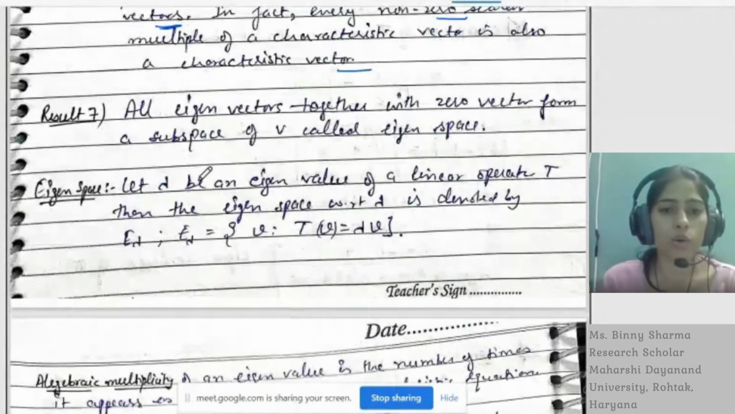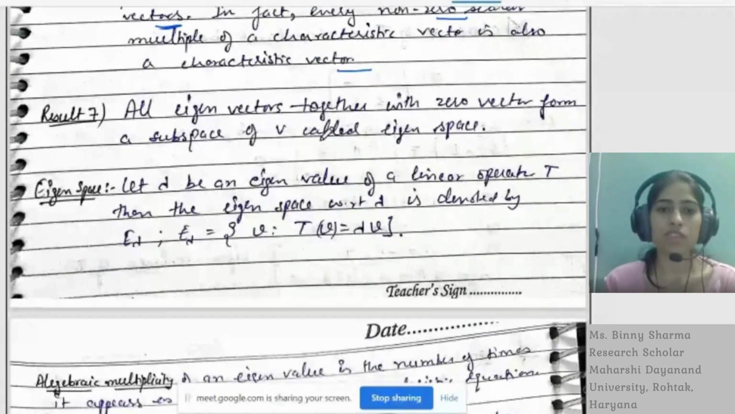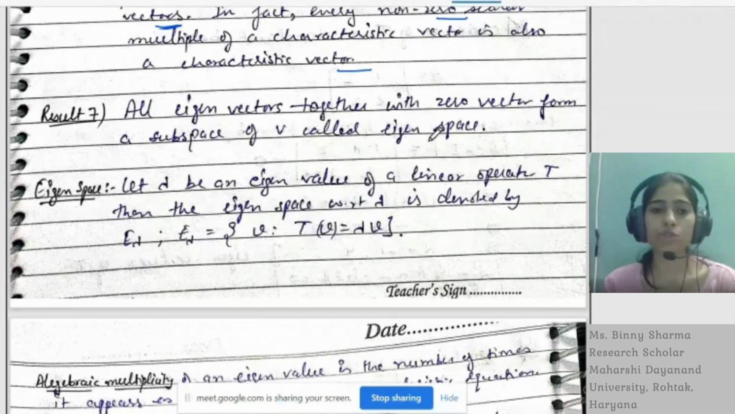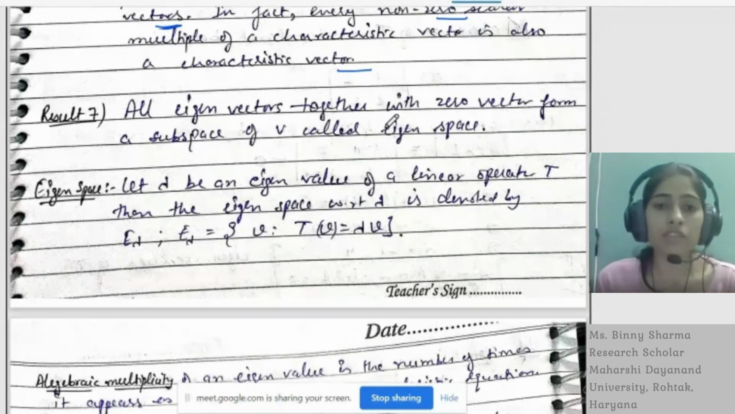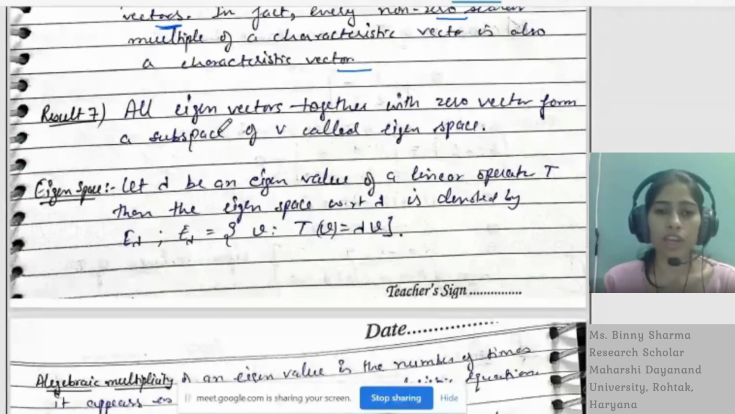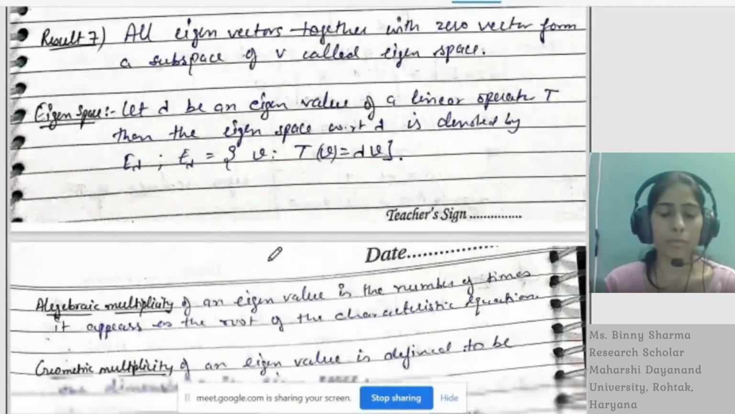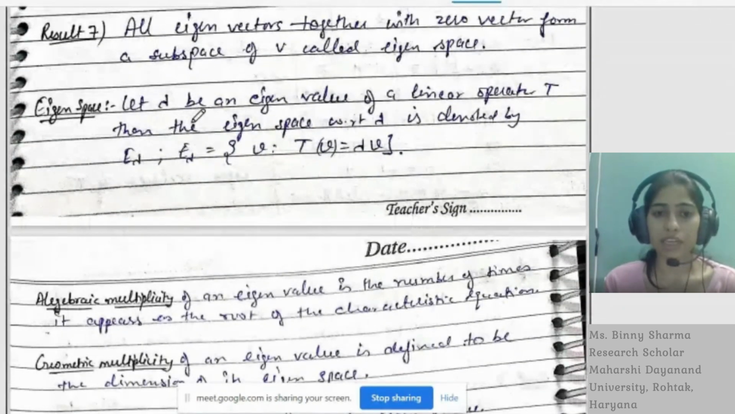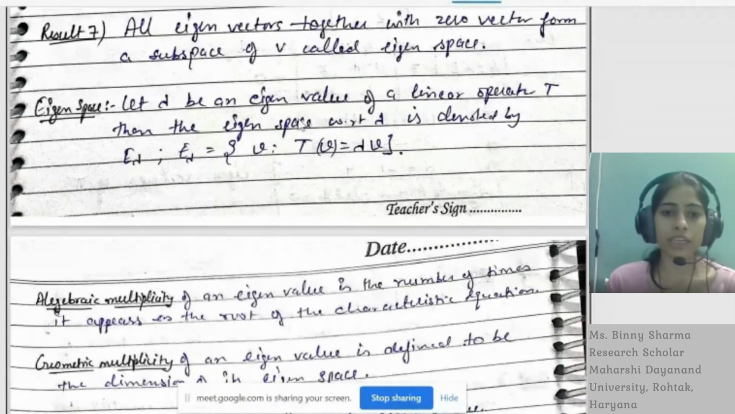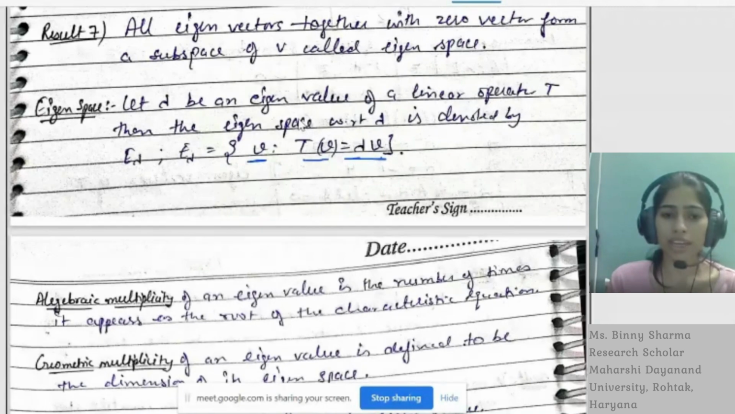The seventh result is, all eigenvectors together with the zero vector form a subspace of V called the eigenspace. We do not consider the zero vector as an eigenvector because from the start we assume an eigenvector should be non-zero. But if we consider the zero vector with all eigenvectors, then it makes a subspace that is known as the eigenspace. How do we define the eigenspace? Let lambda be an eigenvalue of a linear operator T, then the eigenspace with respect to lambda is the collection of all eigenvectors which satisfy the equation T v equals lambda v.